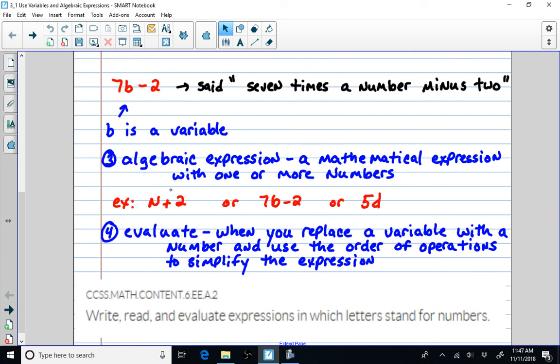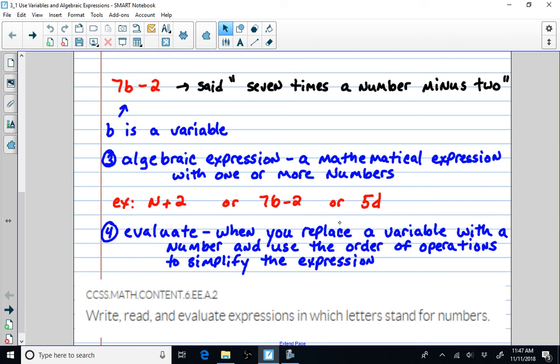Our third vocabulary term, an algebraic expression, is a mathematical expression with one or more variables. Some examples of algebraic expressions would be a number plus 2. Notice the variable n in the expression. Or we have 7 times a number minus 2. Notice the variable b in the expression. Or we have 5 times a number d. Notice the variable d in the expression.